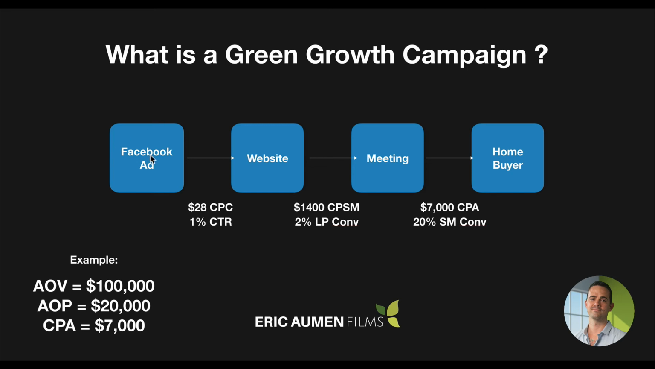And really, it's a strategic combination of creativity and data-driven decisions. So the creativity comes in up front where we decide, okay, what ad do we think is going to spark the interest of the perfect home buyer? And then the data comes in where we remove our ego and let the market tell us what they like. And we measure what they like by measuring all these different points. And that's how we improve the process over and over again, driving higher and higher profits. So hopefully that gives you a good high-level view of what a green growth campaign is.